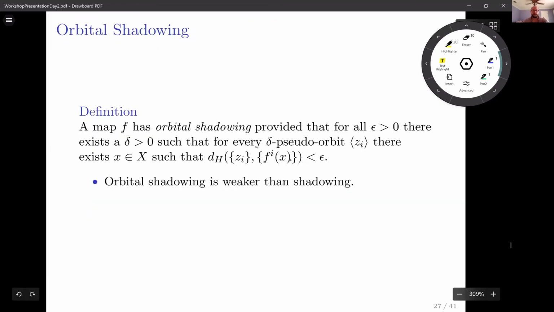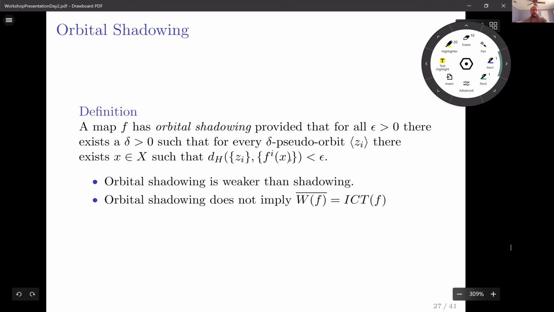Okay. So it's clear on its face that orbital shadowing is a weaker property than shadowing, right? Shadowing tells us that we can find a point X so that Z0 and X are close together, Z1 and F1 of X, Z2 and F2 of X are all close together. And if they're point-wise close together, then they're set-wise close together. Being set-wise close together does not mean they are point-wise close together. So this is on its face a weaker property.